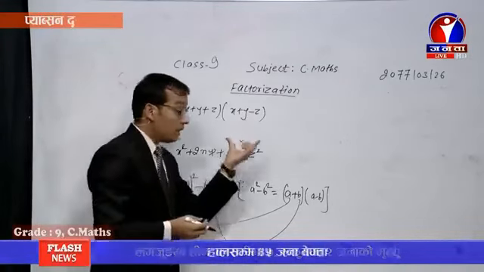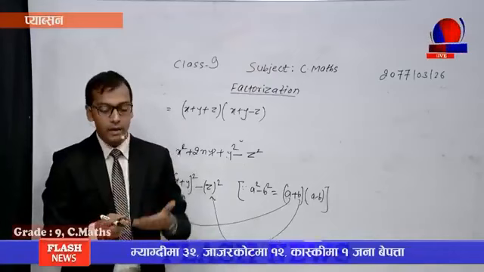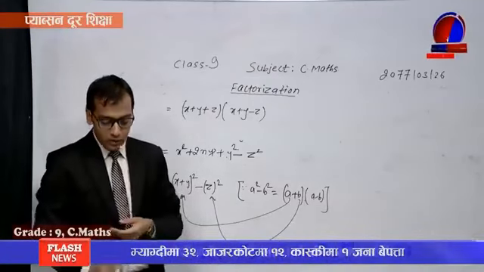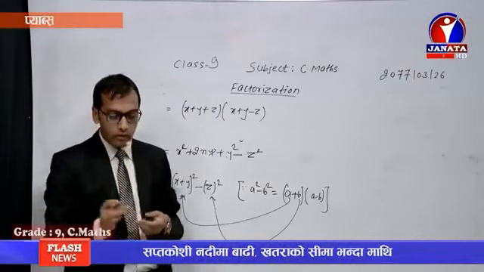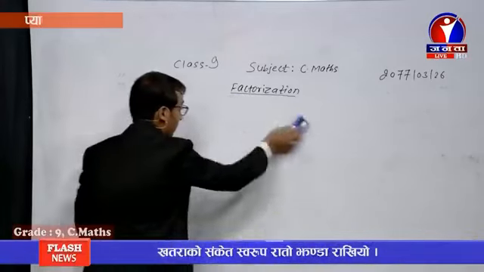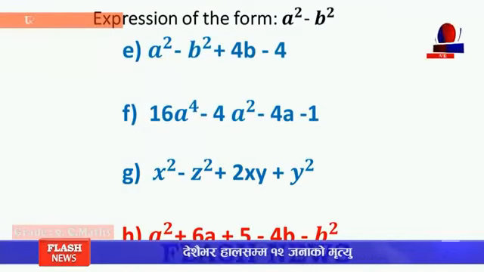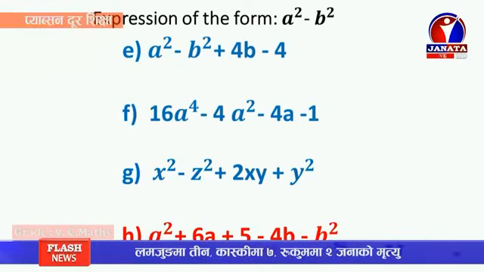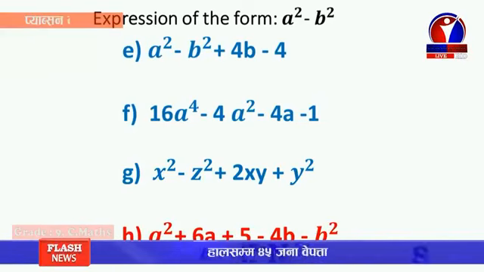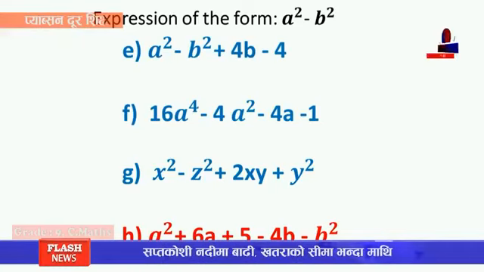There are many algebraic expressions we can factorize. So let's take the next question for factorization, which is again in the same form, a square minus b square. Here we are discussing basically the expressions which are in a square minus b square form. So let me take the next algebraic expression for factorization. It's a square minus b square plus 4b minus 4.